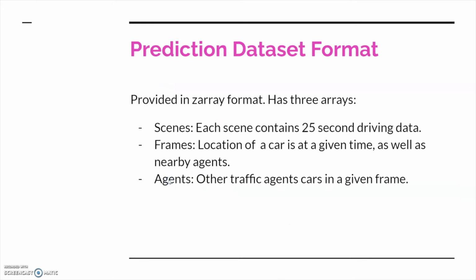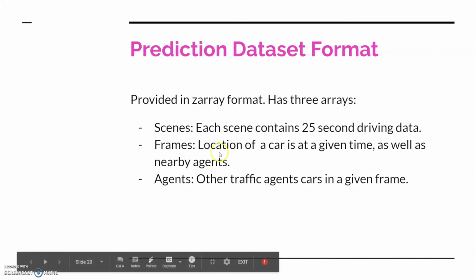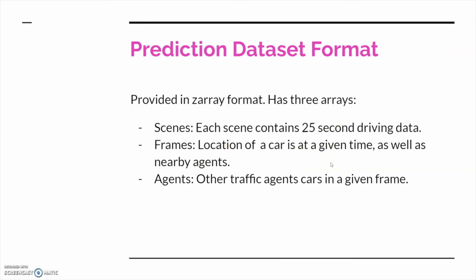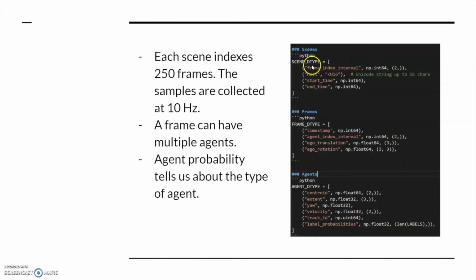The dataset comes in the Z array format, which is essentially 3 arrays. The scene array has multiple driving scenes, essentially 25 seconds of the car driving around the city, and each scene has multiple frames. A frame is a snapshot of a car at a given time frame, and a frame also shows all the other traffic agents that are near the car. This is the whole data structure for the prediction dataset. It's just these three arrays.